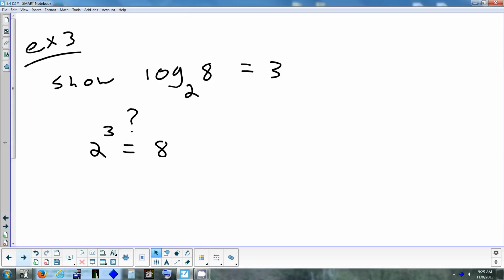Is that true? Does 2 cubed equal 8? Yeah. So then we've shown that if you took log base 2 of 8, if you knew how to type that in on your calculator, which I haven't shown you yet, the answer would come out to 3. Any questions on that?